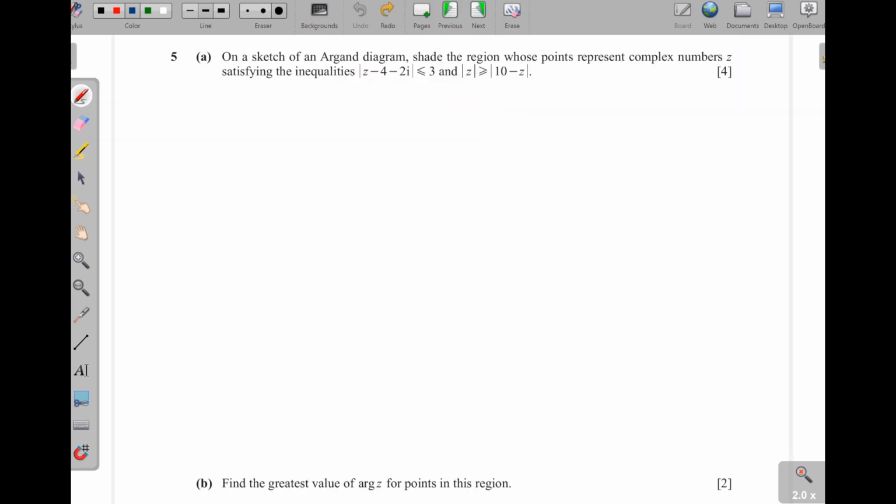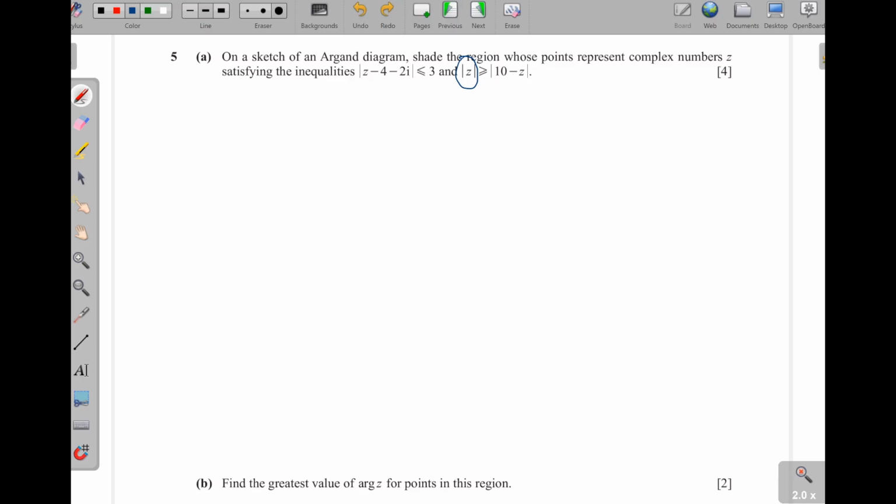Question 5 is coming from complex numbers still, but this one is from the part of CAIE. Part A, on a sketch of an Argand diagram, shade the region whose points represent complex numbers z satisfying the inequalities here. Now, every time you see the modulus signs on one side of the inequality or equation, that is a circle. And what is given here is the radius. Then if you see two modulus signs here, then that will be a perpendicular bisector.